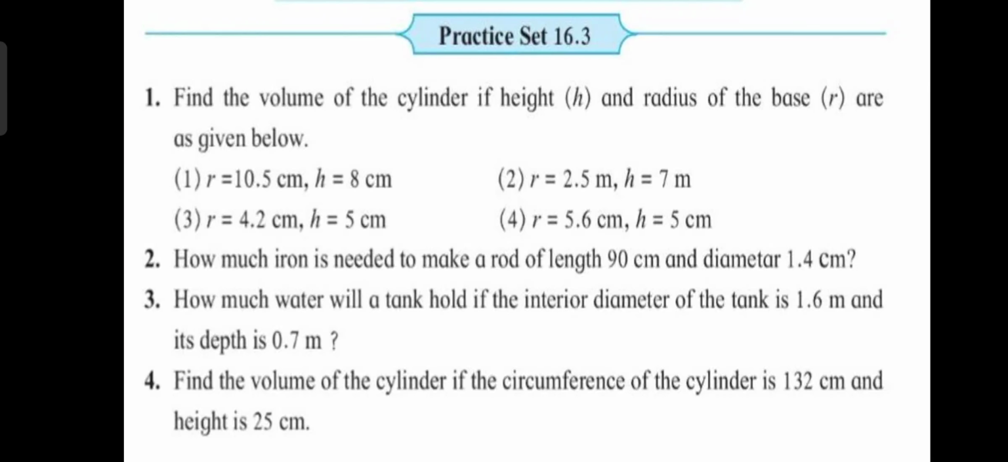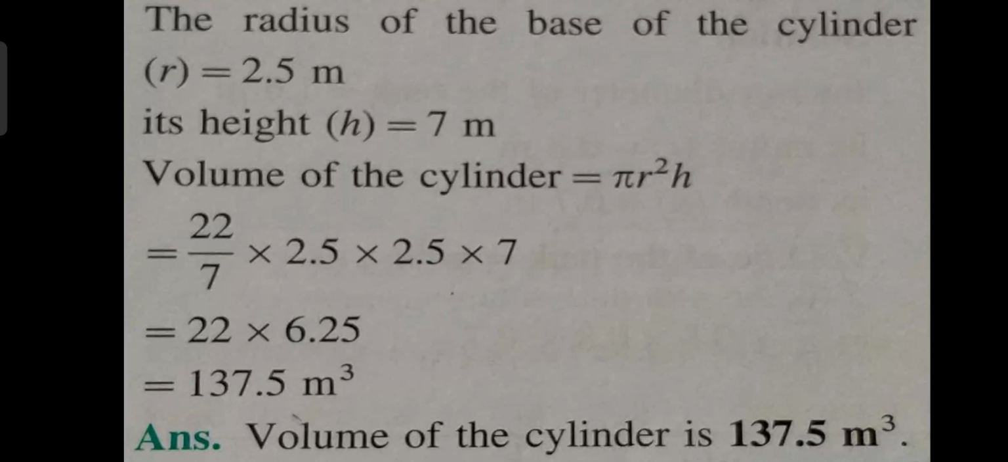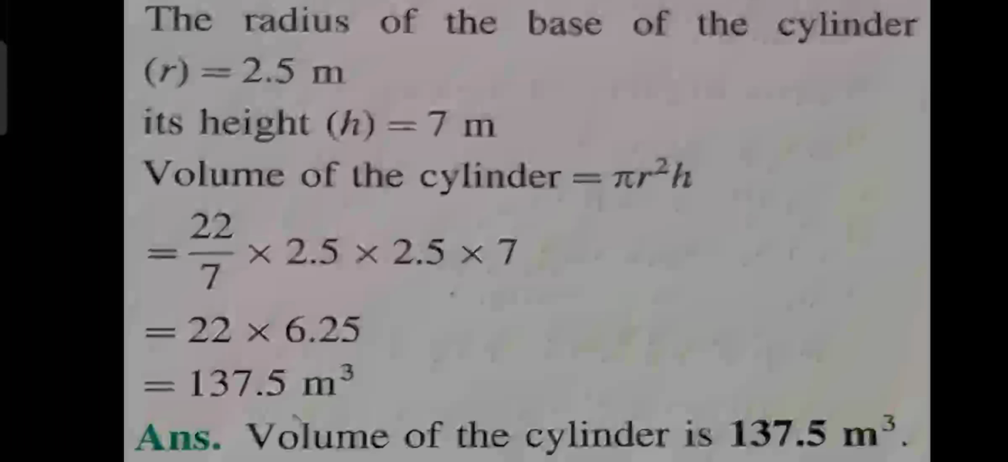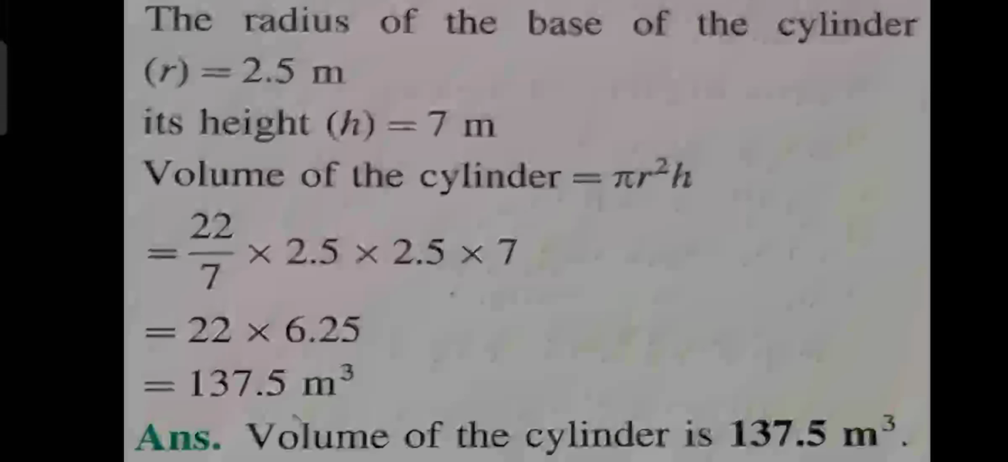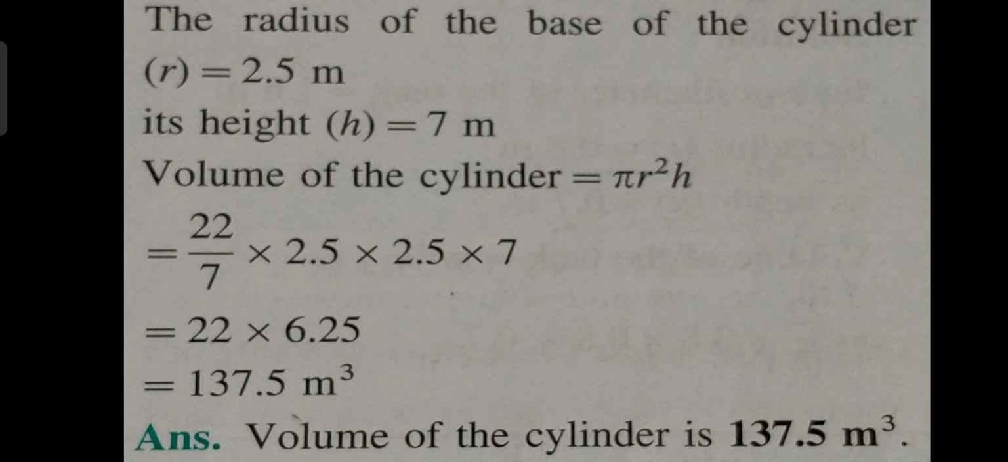Now the next question, the second: r is 2.5 meters, h is 7 meters. So we'll solve it as: the radius of the base of the cylinder r is 2.5 meters and its height h is 7 meters. As per the formula, volume of the cylinder is pi r square h, 22 upon 7 into 2.5 into 2.5 into 7, that is 22 into 6.25. 7 and 7 get cancelled, 2.5 into 2.5 is 6.25. So we multiply with 22. We get the answer 137.5 cubic meters. So the volume of the cylinder is 137.5 cubic meters.